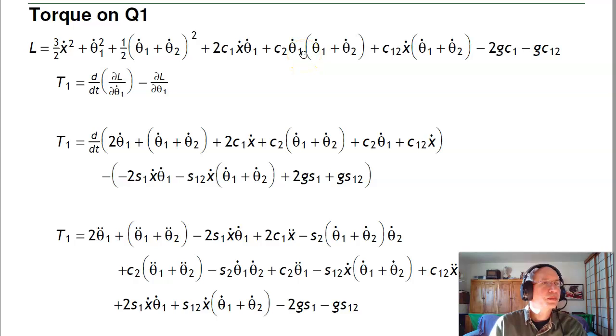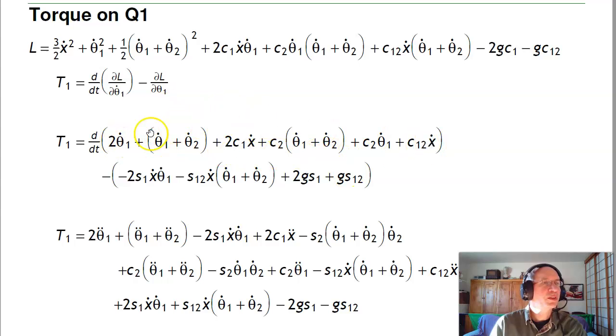chain rule, cosine theta 2 times theta 1 dot plus theta 2 dot, plus cosine theta 1 dot, here's theta 1 dot, plus cosine theta 1 plus theta 2 x2 dot, minus the partial with respect to theta 1. And let's see, here's the theta 1, minus 2 sine theta 1 x dot theta 1 dot. Let's see, here's the theta 1, minus sine theta 1 plus theta 2 x dot theta 1 dot plus theta 2 dot. And here are the theta 1s, your gravity terms.